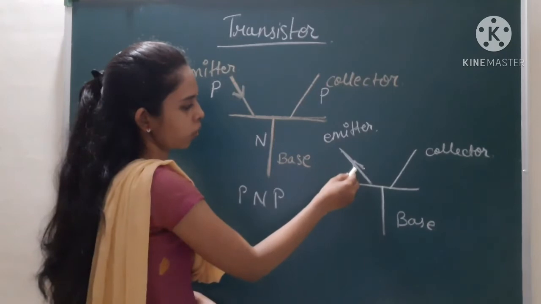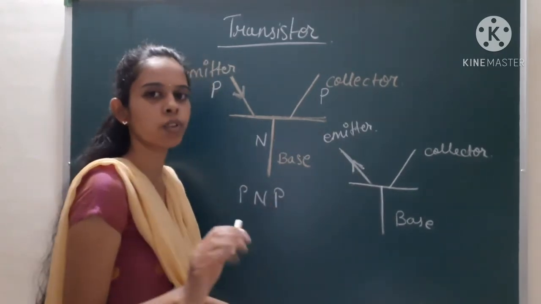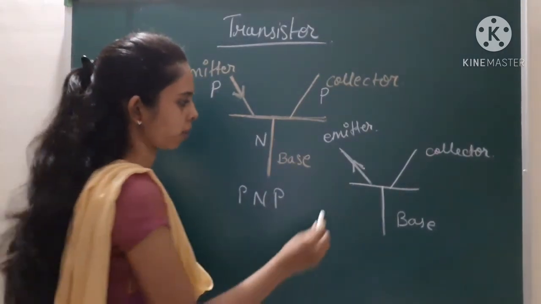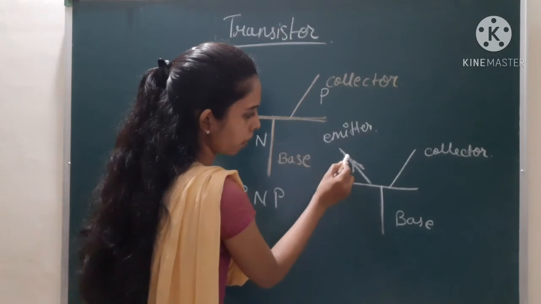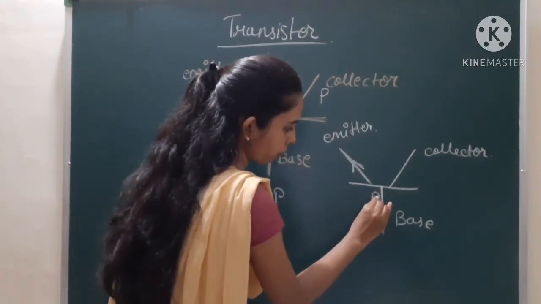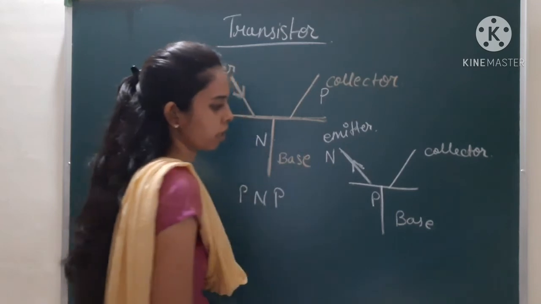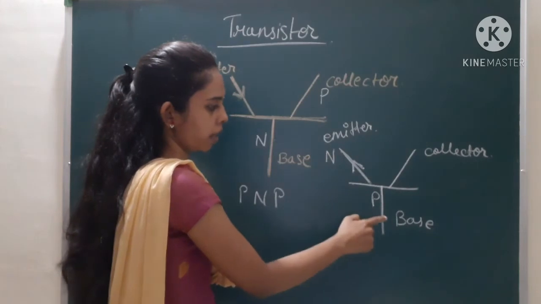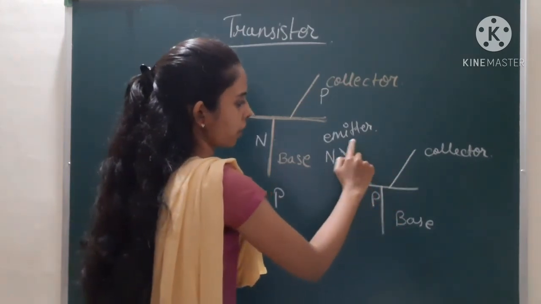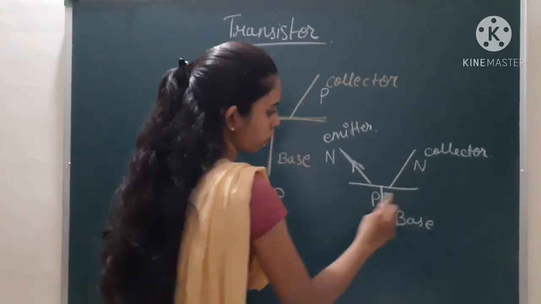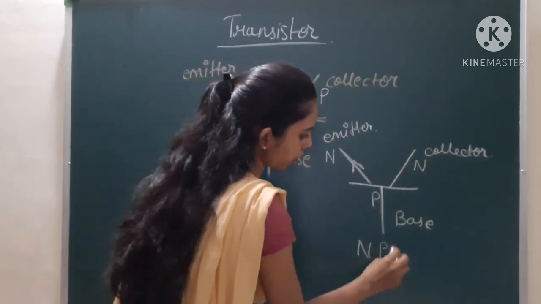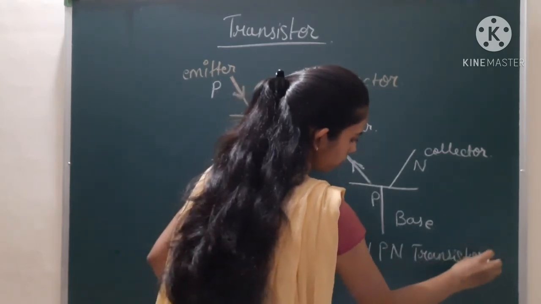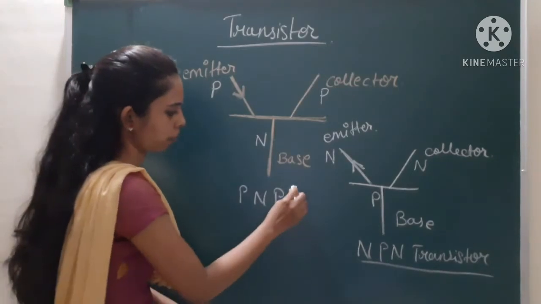Now this arrow is in the upward direction, and as we know the current flows from positive to negative. So here the arrow is in the upward direction, that means the current is going to flow from positive to negative. So this will be PN. Okay, so the emitter will be N and the base will be P, and therefore as the emitter is N, the collector will also be N. So this is called an NPN transistor. This is a PNP transistor.